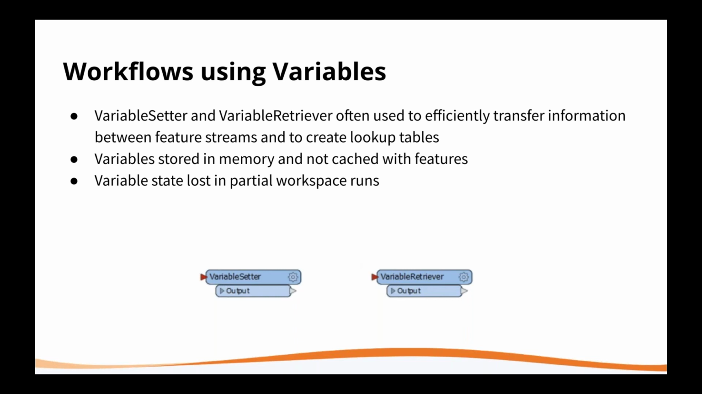But again, the problem is these are stored in memory, and if you do a partial run of your workspace, the memory on the second run is not going to be there if the variable setter is not in the part that's being run. So you can run into problems there, in that the variable state will be lost. So just be cognizant: if you've got variables in there, you probably have to turn the feature caching off. And if feature caching is on, there'll actually be a nice warning in the log file just to remind you.